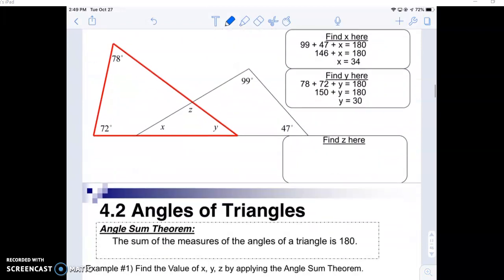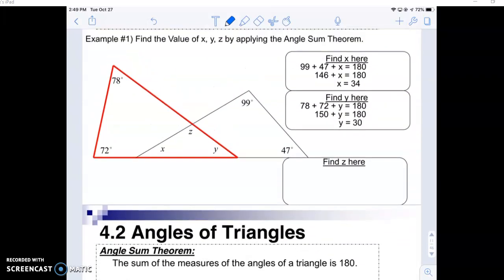And then to solve for y, we would look at this triangle that's now highlighted in red. Remember, those three angles added up together would equal 180. And there's the work. Solve for y, and you figure out y is 30 degrees.